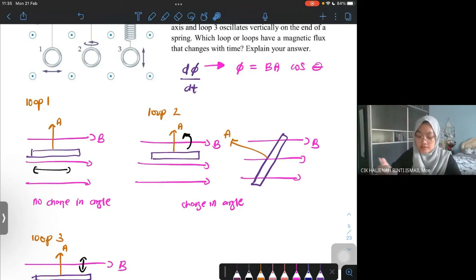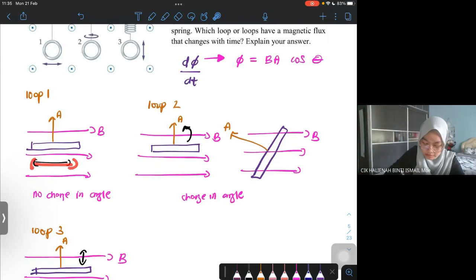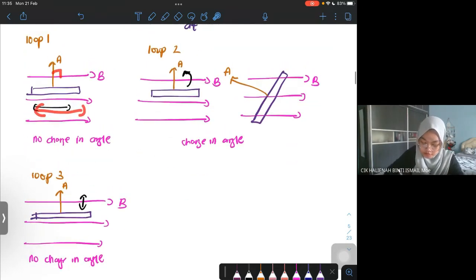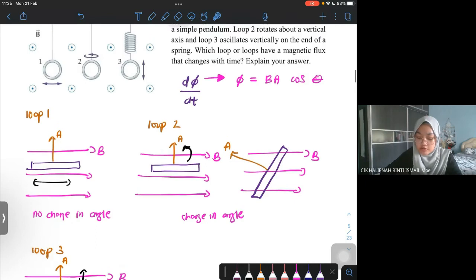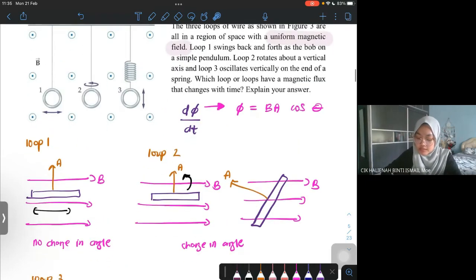Selepas 5 saat, kita buat dia kan, dia bergerak. Angle dia still sama, so maksudnya magnetic field dia pun still sama. Ni pun sama juga. Up and down, selepas 5 saat, no changes in the magnetic flux as well. So the only change we can observe is when the coil is rotating. Okay, the coil must rotate.